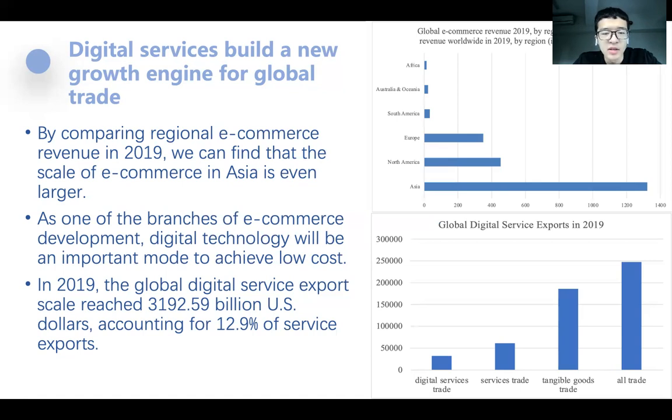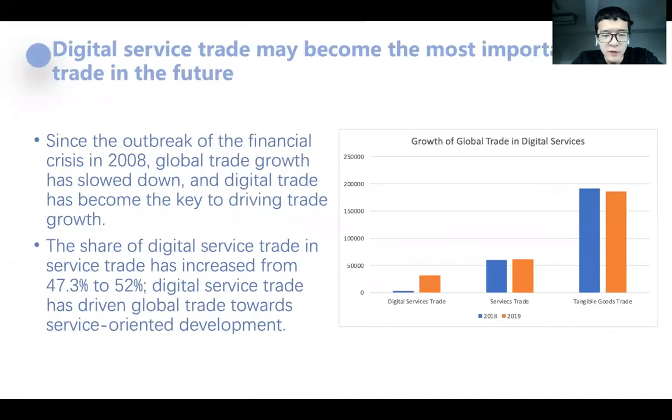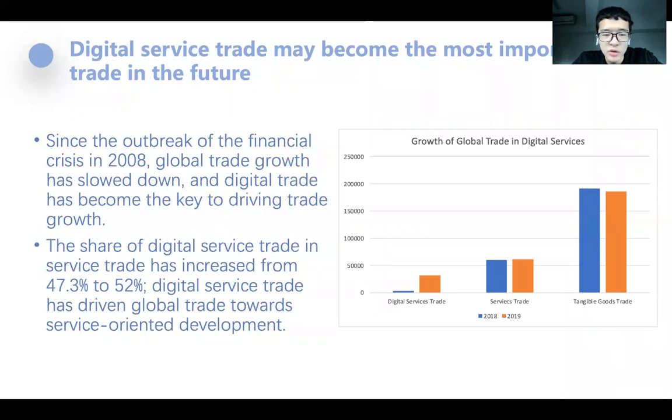In 2019, the global digital service export scale reached $3,192.59 billion, accounting for 12.9% of service exports. The growth rate of global digital service trade is leading, building a new growth engine for global trade. Since the outbreak of the financial crisis in 2008, global trade growth has slowed down, and digital trade has become the key to driving trade growth.